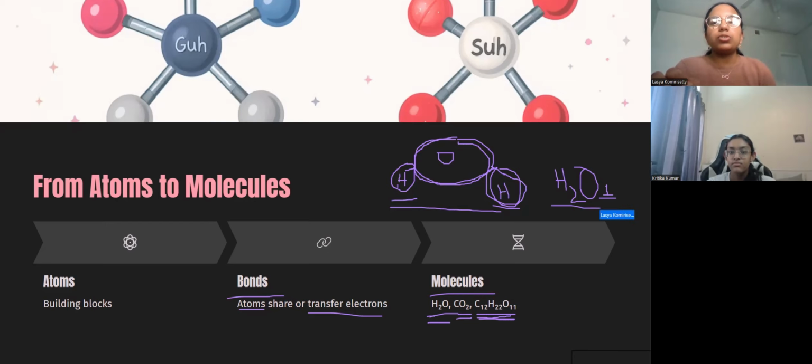Same for CO2. In CO2, we have one C, so just draw a C. And then you have two oxygens. So one there and then one there. So two oxygens. All this means is oxygens are sharing or transferring their electrons with the carbon.